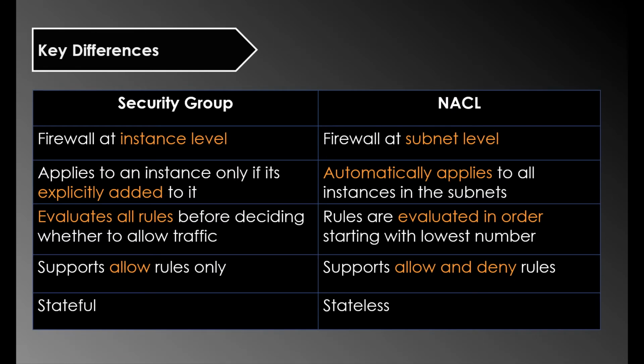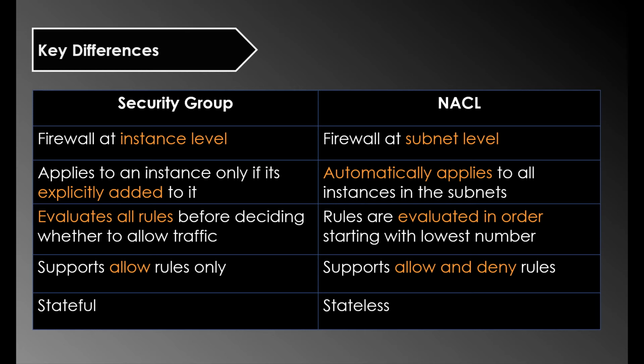This table shows us the key differences between security groups and NACLs and should serve as a quick recap. A security group is a firewall at the instance level, whereas a NACL is at the subnet level. As a security group is at the instance level, it has to be explicitly added to each instance, at the time of instance creation or later, in order for it to take effect. However, NACLs are applied to all instances in the subnet with which the NACL is associated. When it comes to rules, security groups evaluate all the rules before deciding whether to allow the traffic, and support only allow rules, whereas NACLs evaluate the rules in order and support both allow and deny rules.